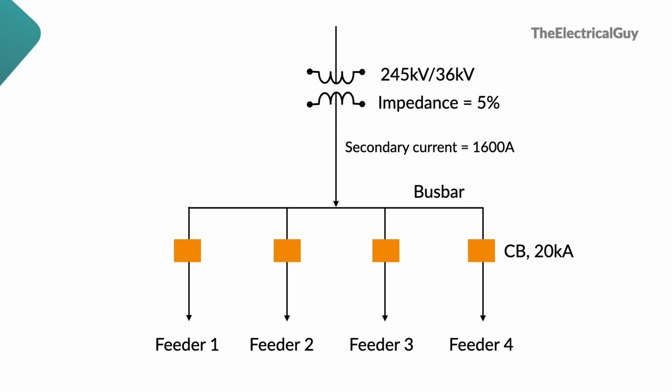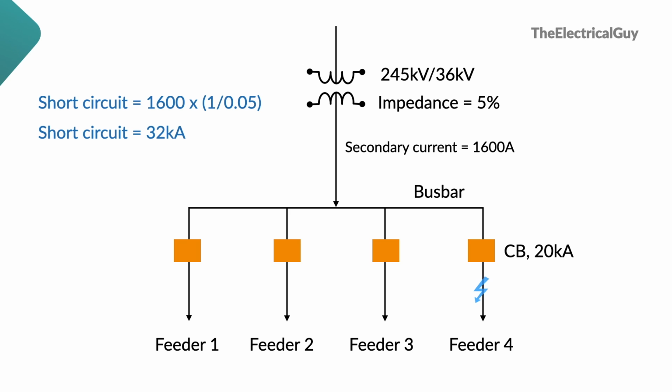Now, if you see, our transformer is capable of delivering a secondary short circuit current of up to 32,000 ampere or 32 kiloampere because the impedance is 5%. This is a problem because if a short circuit happens at any of the feeders, the short circuit current can go up to 32 kiloampere, which is more than 60% of what our breaker can interrupt. If the breaker operates to interrupt this current, the circuit breaker would be destroyed completely. Not only this, the feeder at which the fault has happened would be destroyed throughout its complete length. And also there is a high chance that it would cause explosions.